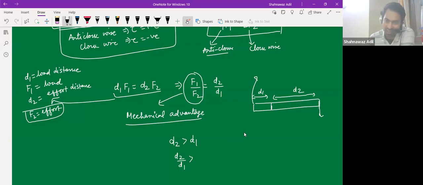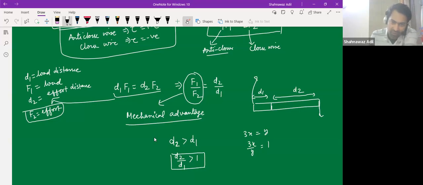Let's say this is 3x equals y. If I take y to this side, what will be here? 1. So this would be 1, right? Why would this be 0? Only if I write D2 minus D1, then it would be 0. So my D2, the effort distance, is greater than the load distance. Then this part is greater than 1, right?